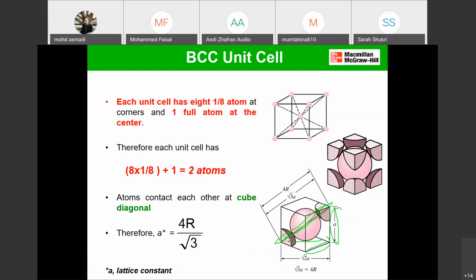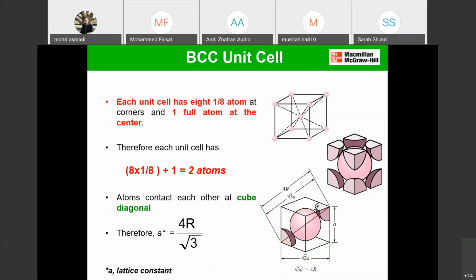This is equal to A, plus A, equal to... you can get this length. So this is equal to 3A. So 3A is equal to 4R. So the length, in relationship with the radius.